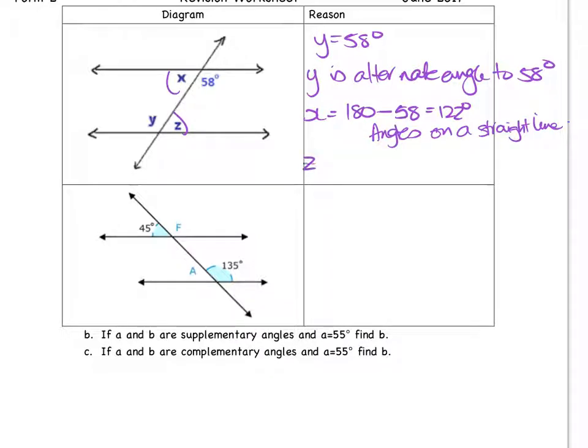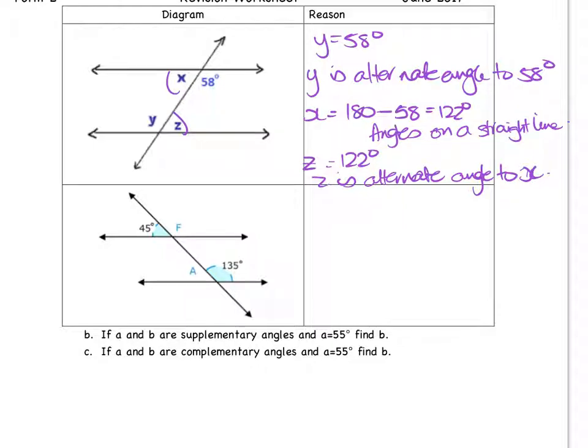And we know that z would be the same thing as x, which will be 122 degrees, and that again will be alternate angles because z is alternate to x.